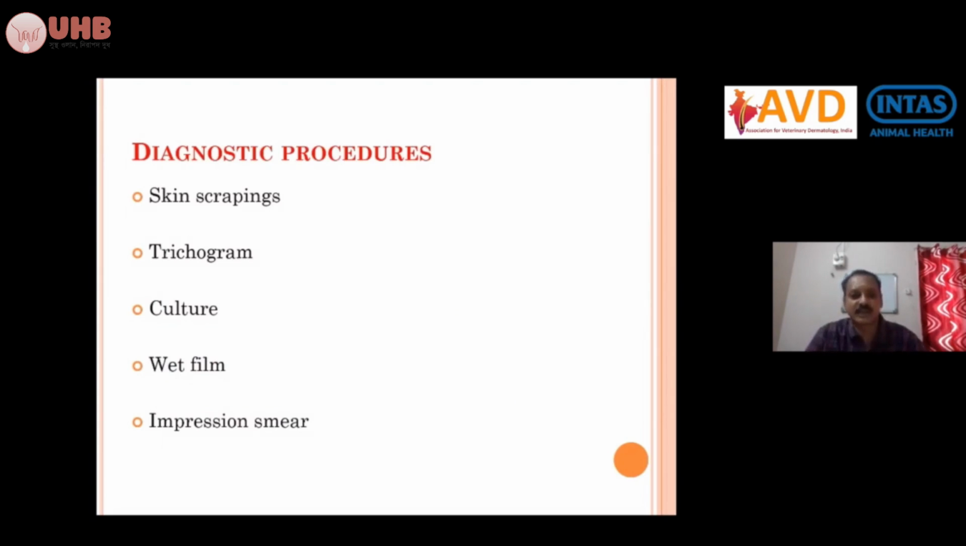All these things can be done in our dispensary itself. Culture and sensitivity you can send to any laboratory. All other things like skin scrapings, trichogram, wet film examination and impression smear can be done in our dispensary or in field practice itself, as long as we have a microscope. It's very easy to see.